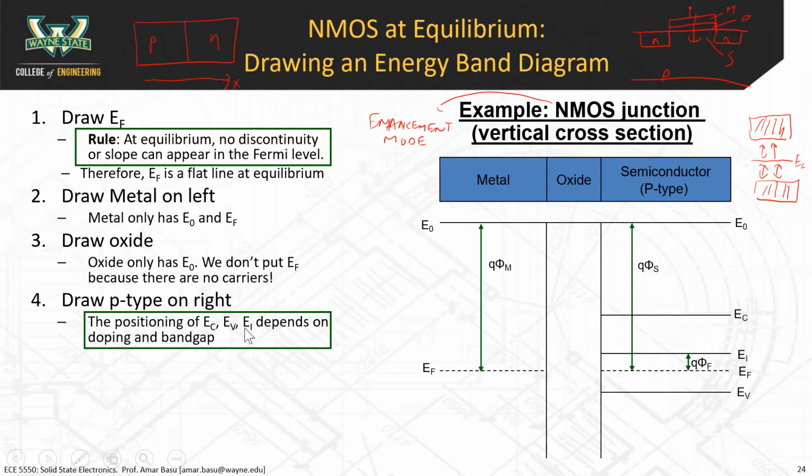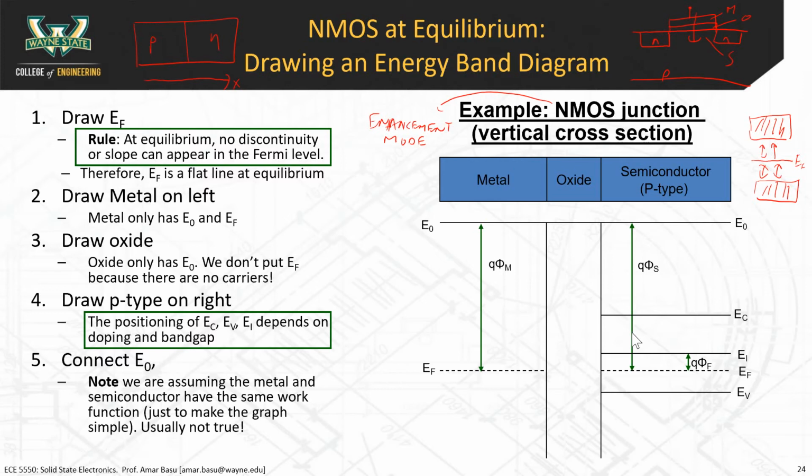The position of EC, EV, and EI depends on the doping and the band gap. And then the final step is that you draw a line connecting E0. In this case, the E0 in the oxide just directly connects these two together, and the E0 happens to be at the same level. The Fermi levels are lined up, and the E0s are lined up. This only happens when phi m is equal to phi s. It's the simplest of cases. And the key feature that you notice here is that there's no bending of the band diagram anywhere.